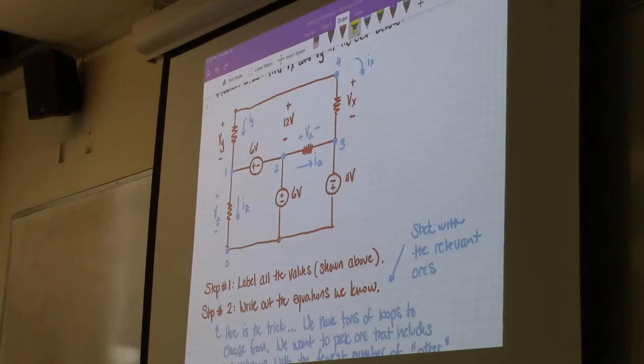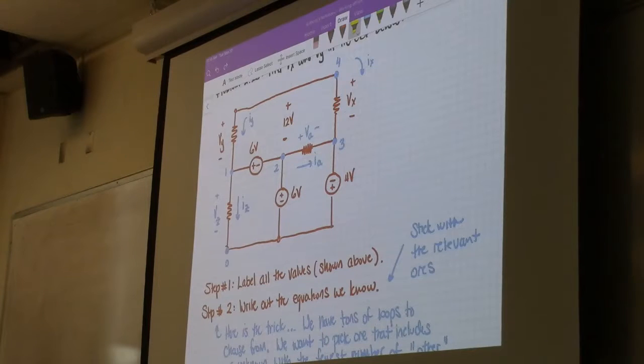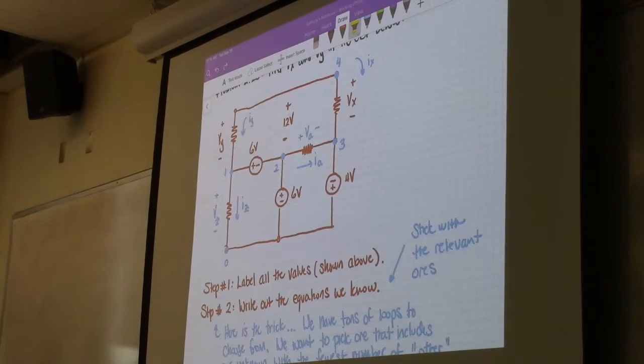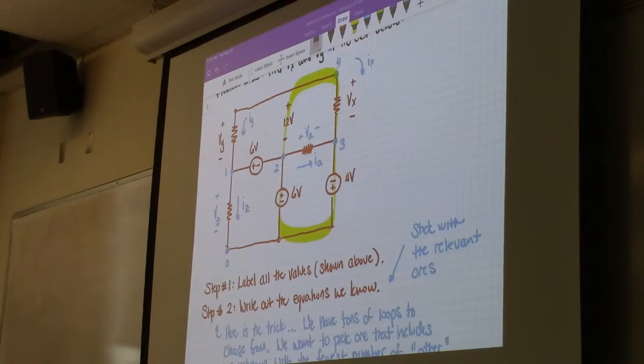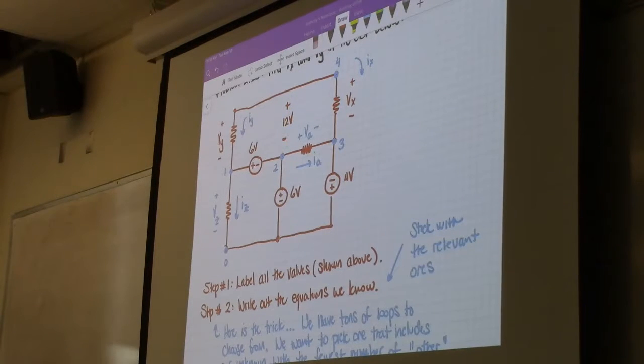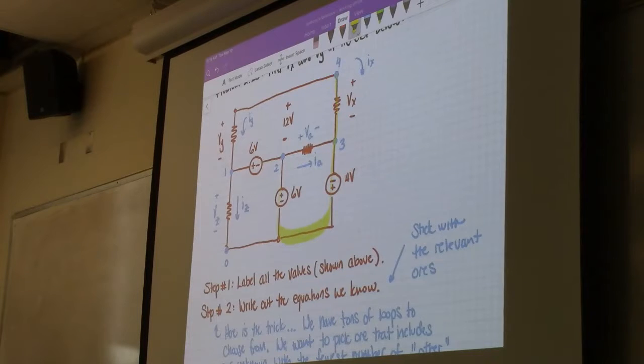All right, so what is the loop that they chose for solving for Vx? So they chose this loop here. Now you may ask, well, that's not really a loop, right? You just cut across a big chunk of open space. So that loop actually looks like this.